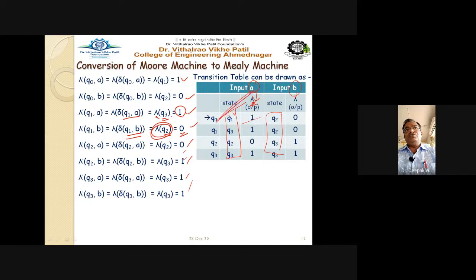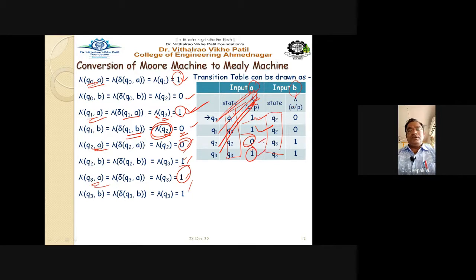Q0 on A, lambda is 1. So that's why 1. Q1 on A is 1. That's why it is 1. Q2 on input A, that's why it is 0. Q2 on A, it is 0. That's why it is 0 here. Then Q3 on A is nothing but 1. That's why it is marked as a 1 here.